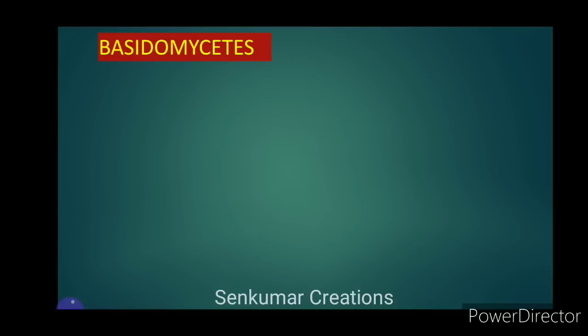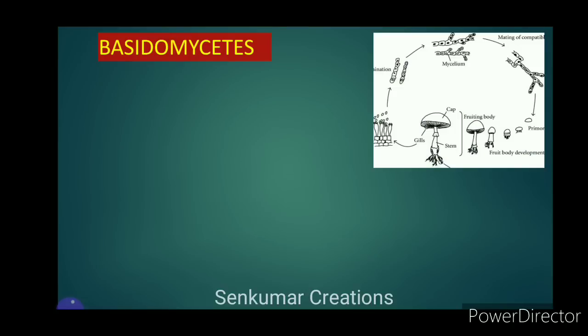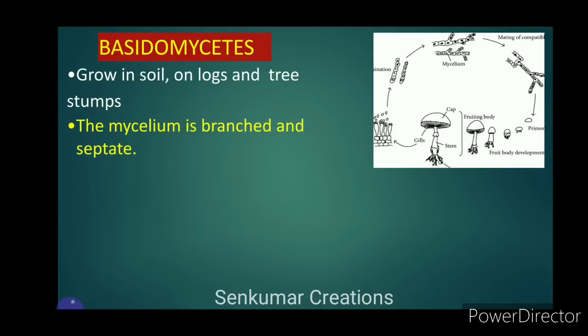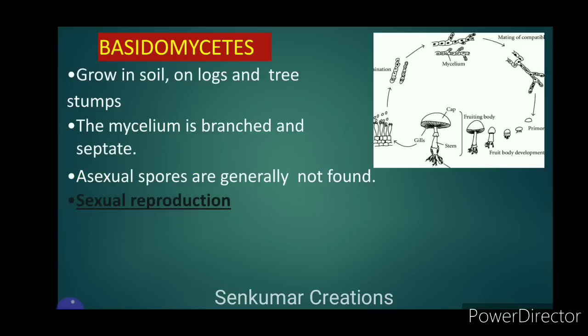So next one is the basidiomycetes. A mushroom is given as an example, the best one. Caps are there. They grow in soil, on logs and tree stumps. Mushrooms, generally, we know during the rainy time you can see, when the climate gets the moisture, they grow on wooden pots and logs, in the soil, on trees, we can see everywhere, right? The mycelium is branched and septate. Asexual spores are generally not found here, and sexual reproduction happens here.